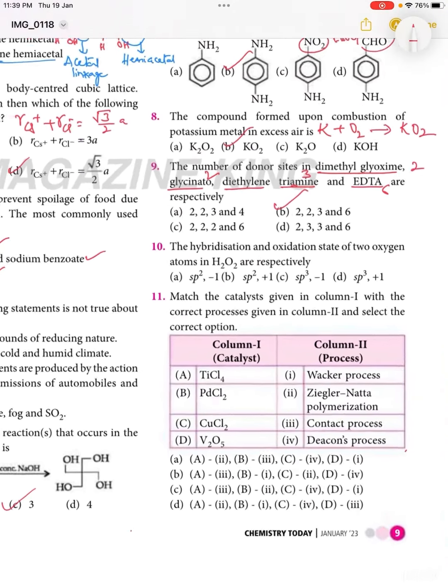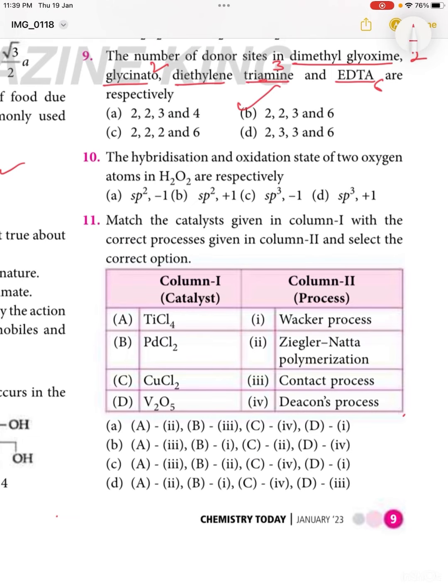Next, the hybridization and oxidation state of oxygen atoms in hydrogen peroxide are, respectively. Hydrogen peroxide has an open book shape structure. Each oxygen has 2 bond pairs and 2 lone pairs, so the hybridization is sp3, and the oxidation state of oxygen in peroxides is -1. So sp3, -1. C is the correct answer for this question. Next, coming to question number 11.